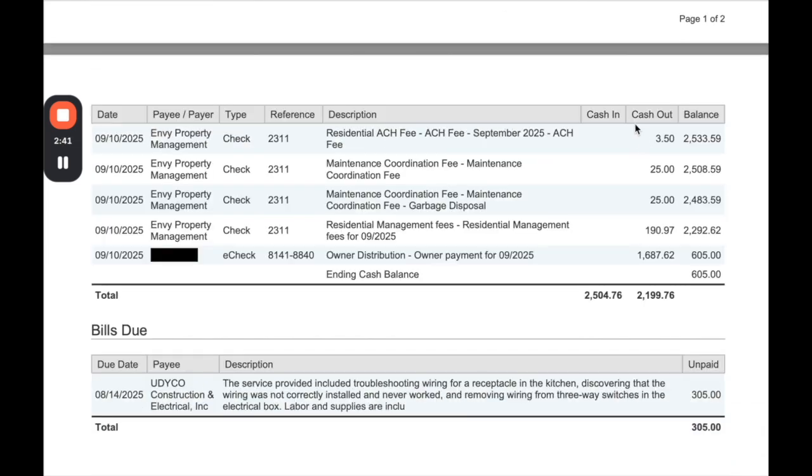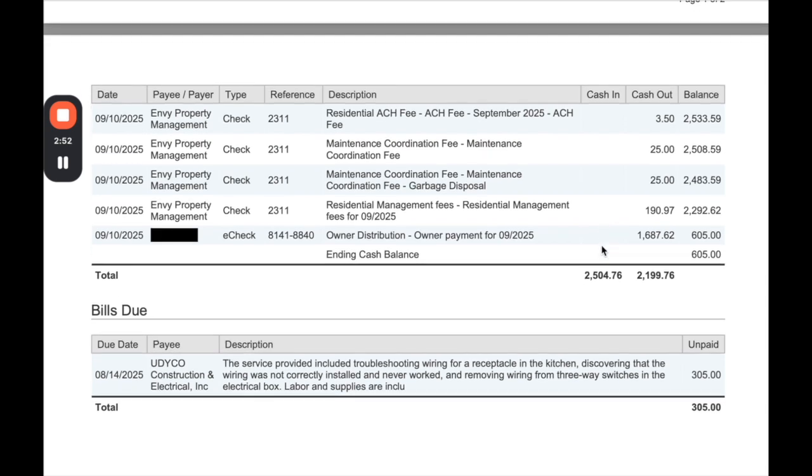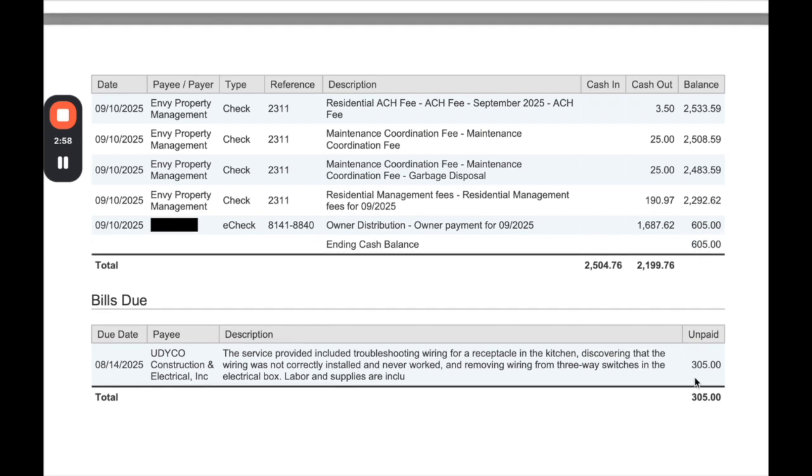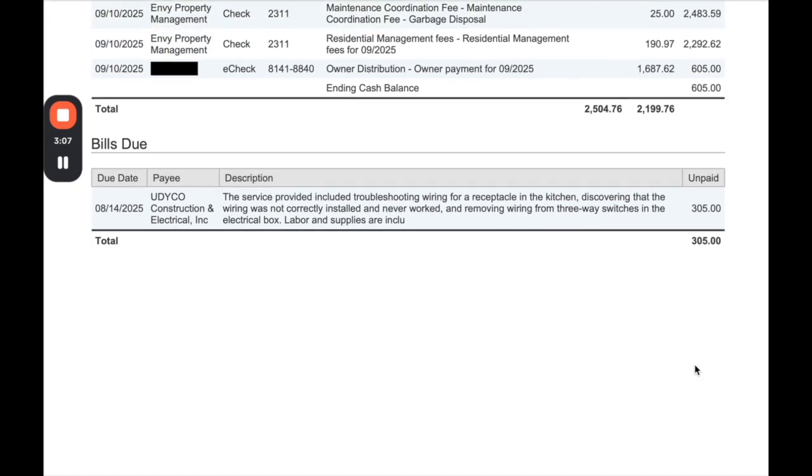And then underneath that, we've got an ACH fee, a couple of maintenance coordination fees for a couple of work orders that came through, and then an owner distribution that was made to the owner here. And then we have our ending cash balance. This typically will be the amount of your cash reserves. However, there is an unpaid bill listed here, which is why the ending cash balance is a little bit more, to compensate for this bill that is due right there.